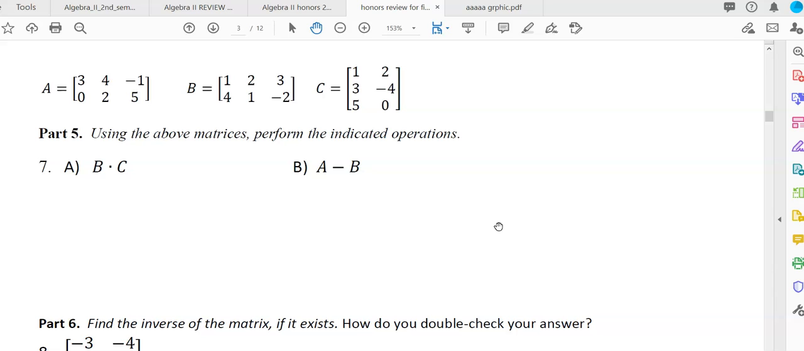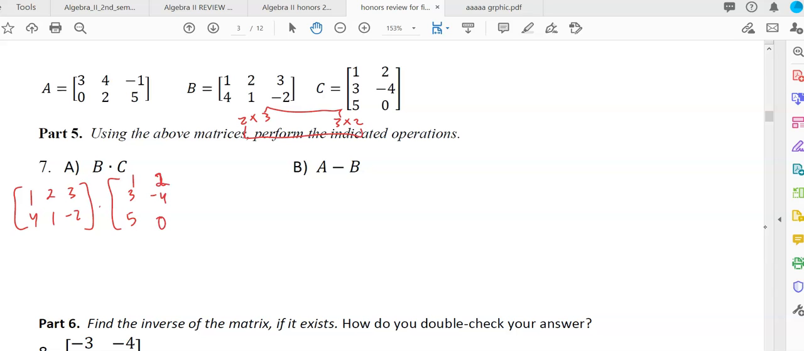So B times C, this, by the way, is 2 by 3, and this is 3 by 2. So can I multiply? Yes, I can. The dimensions of the answer will be the outside dimensions, which will be 2 by 2. So if I multiply this, I should get a 2 by 2. So I have 1, 2, 3, 4, 1, 2, times 2 there.